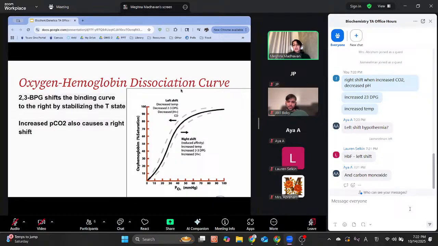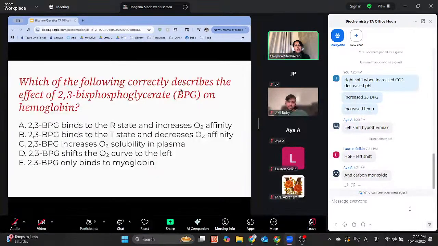Increased HbF does cause a left shift. That's important to know for people with sickle cell disease or beta thalassemia. They tend to have higher amounts of HbF to accommodate for the fact that they have poor oxygen delivery. Now we can go through the questions.